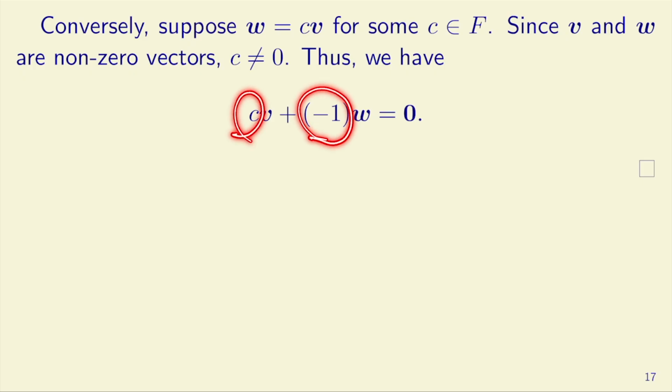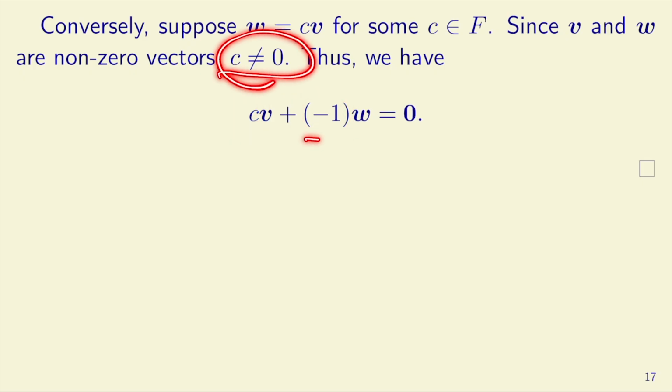Since c is non-zero and negative 1 is of course non-zero, not all coefficients are 0. Therefore, by the definition of linear dependence, v and w are linearly dependent. Fantastic, Hassan. You've clearly articulated both directions of the proof. This example beautifully illustrates the concepts of redundancy.